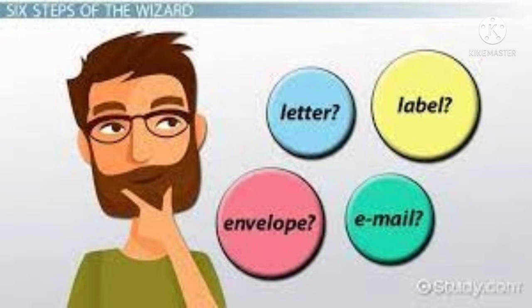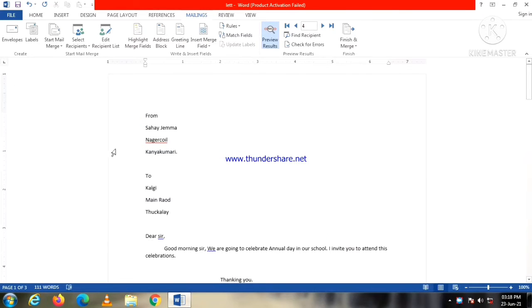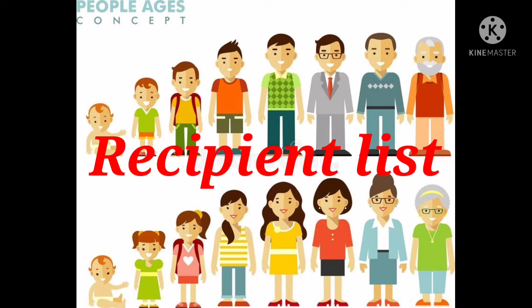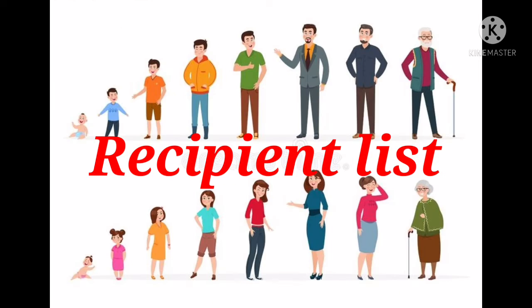Now let's see how to insert a merge field. Before inserting a merge field, first we want to type one standard letter in the document area. Now we are going to see how to change the address using a merge field. The recipient list is most important, so you will prepare one recipient list manually. Then you will create your recipient list using merge field.